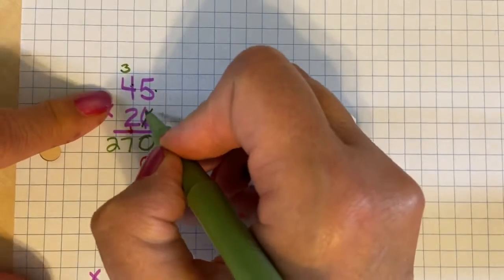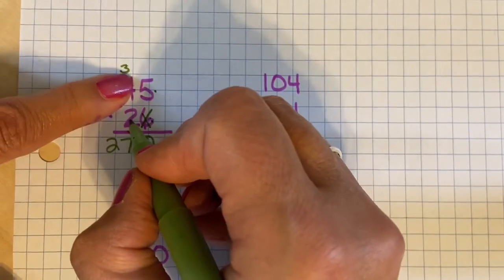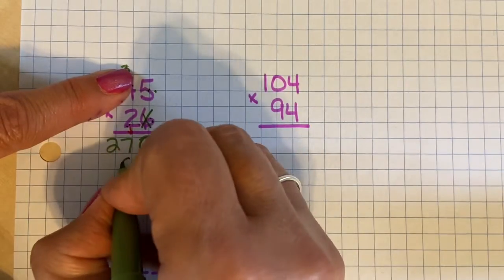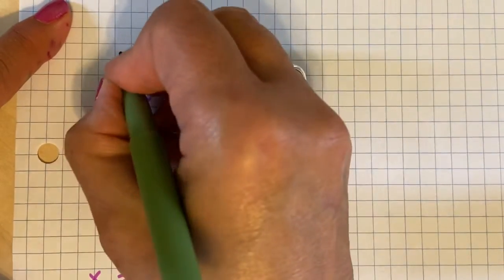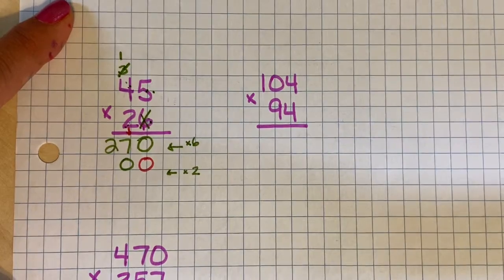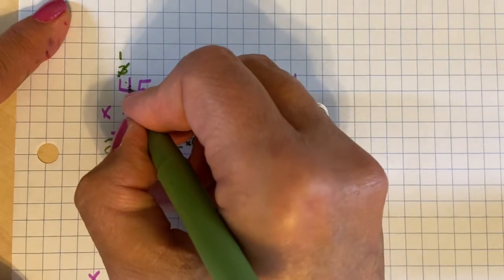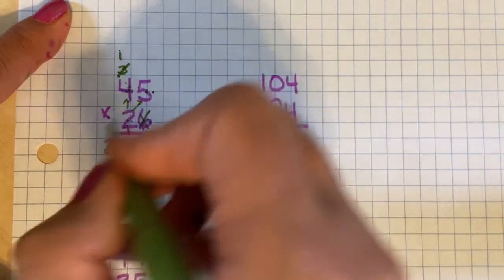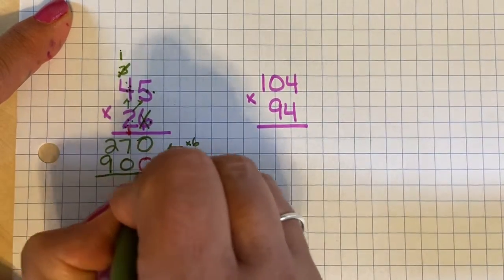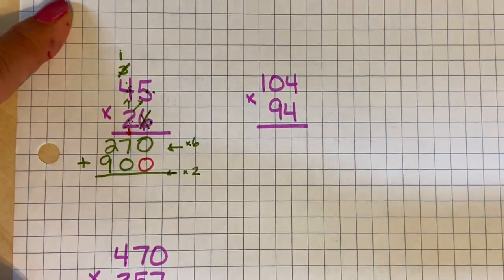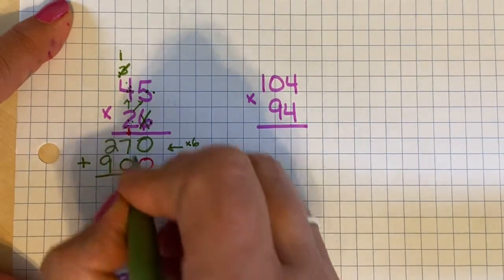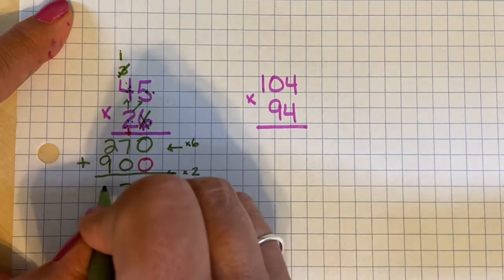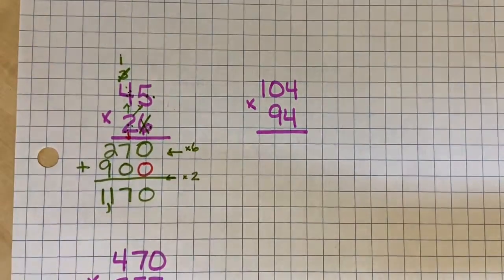Then I'm done with the 6, I'm going to do the 2. 2 times 5, 2 times 4. So 2 times 5 is 10. I'm going to cross that one out because I'm carrying over a 1 now. 2 times 4 is 8 plus 1 is 9. Then I'm going to add those two numbers together to get my answer. I get 0. Remember, you always add this way. 7, 9, 10, 11. I get 1,170.